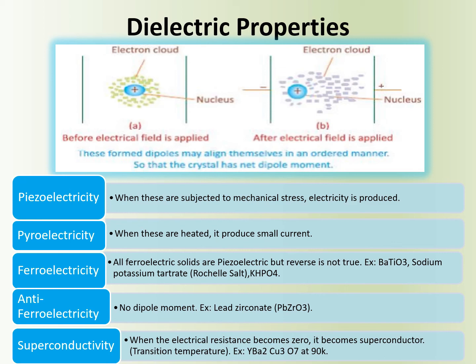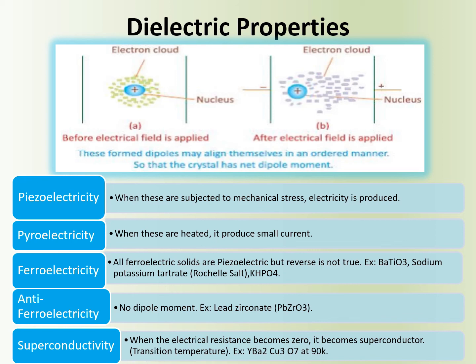Before the electric field, it looks like this. After the electric field, what will happen? Here the polarization takes place. After applying the electric field, the positively charged nucleus moves towards the negative charge, that is the cathode, and the electron cloud, the negative charge, moves towards the positive charge, the anode. This is polarization.